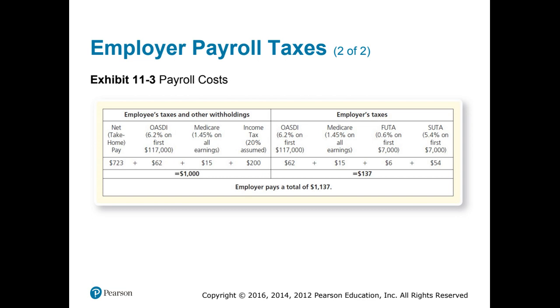So this is our employees' taxes and other withholdings. This is on the employees' side, which is $1,000. And then for the employer, we're adding together all of these amounts. The employer side is $137. And so the total amount that's going to be paid is $1,137.